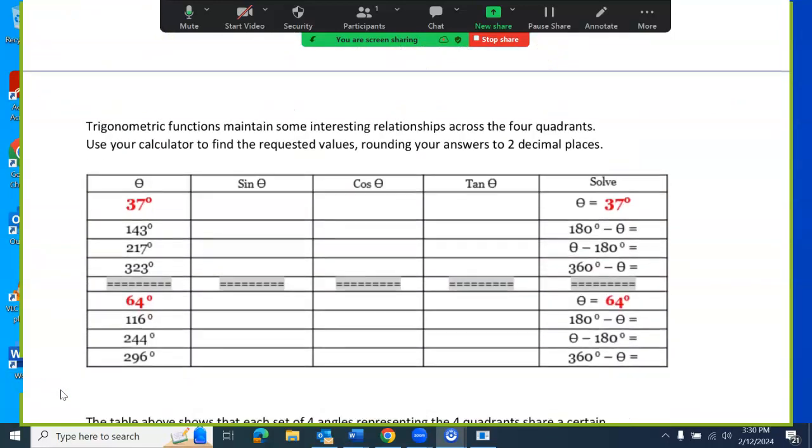Okay, let's go to the next page. Trig functions maintain some interesting relationships across the 4 quadrants. Use your calculator to find the requested values, rounding your answers to 2 decimal places. Okay, so you're going to have your mode in degrees, and take float off of float and put it on 2. So when I plug this in, you should be getting the following. So see if you can get this. Make sure you can verify it, because then we want to talk about some interesting things.